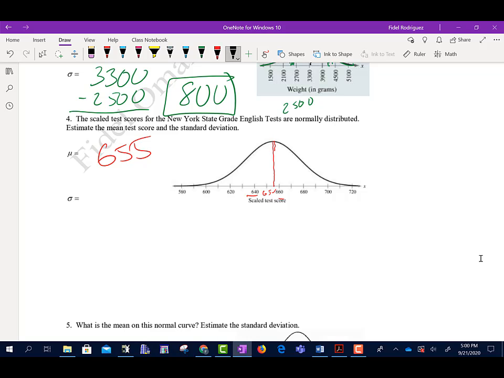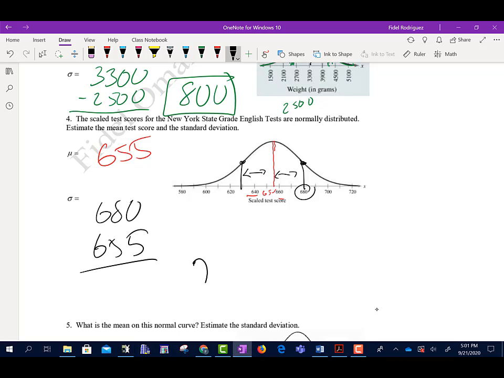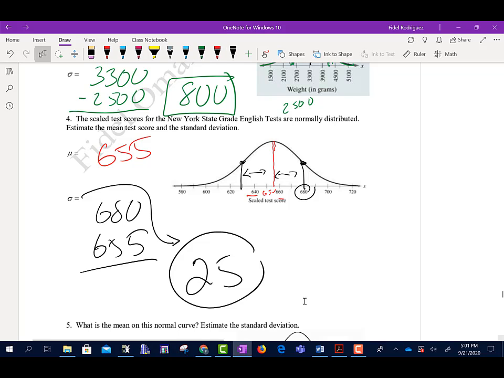Then we're going to find our inflection points. Inflection points are right about here. We're going to go down. I can either find the distance from there to there, or from there to there. So this is 680, and if I subtract 655, 680 minus 655, isn't that going to give me about 25? So this would be my standard deviation.